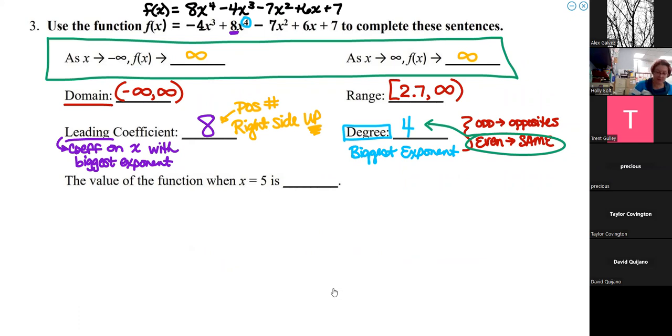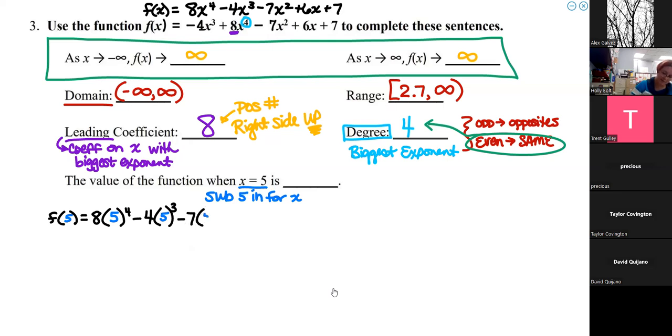All right, last thing we need to do on this, they want me to substitute in 5 for x. And that means absolutely everywhere I see an x, I'm going to replace it with a 5. Remember, in my function notation, that just shows me in case I forget what I'm substituting in the place of x. So I have 8 times 5 to the 4th power minus 4 times 5 to the 3rd power minus 7 times 5 squared plus 6 times 5 plus 7.